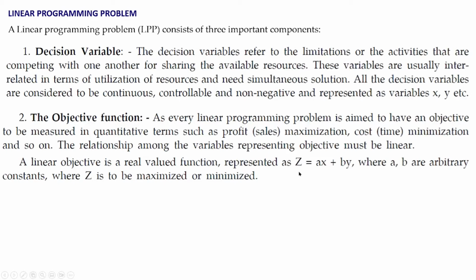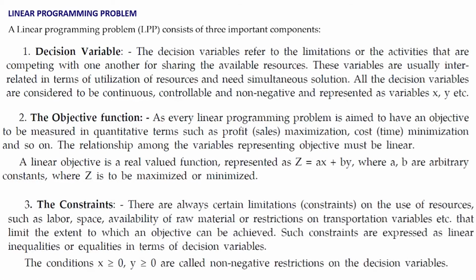So we have an objective function of the form z is equal to ax plus by, where a and b are the arbitrary constants and z is to be maximized or minimized. In the example that we just now saw, we have a profit maximization objective function. And the third component is the constraints.